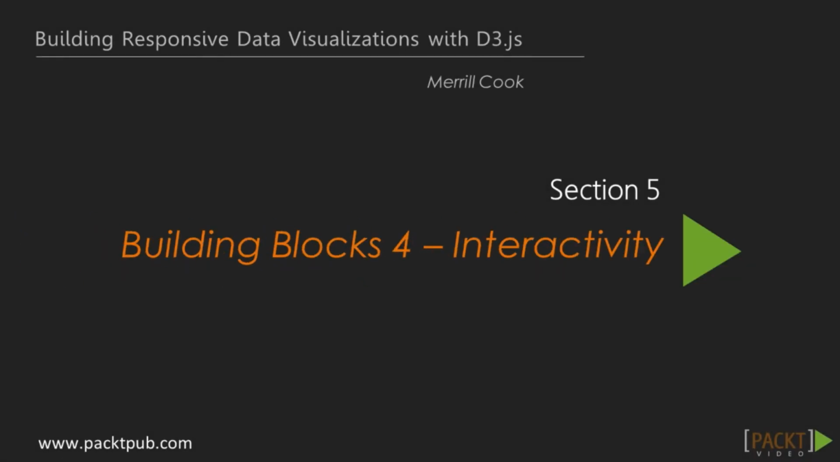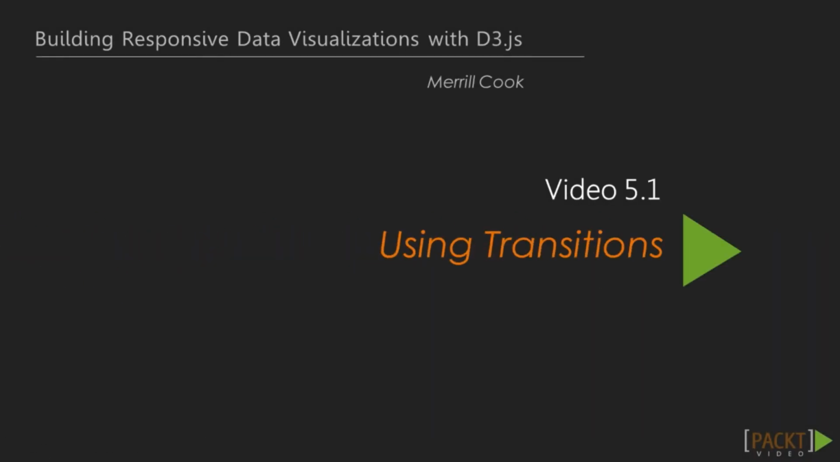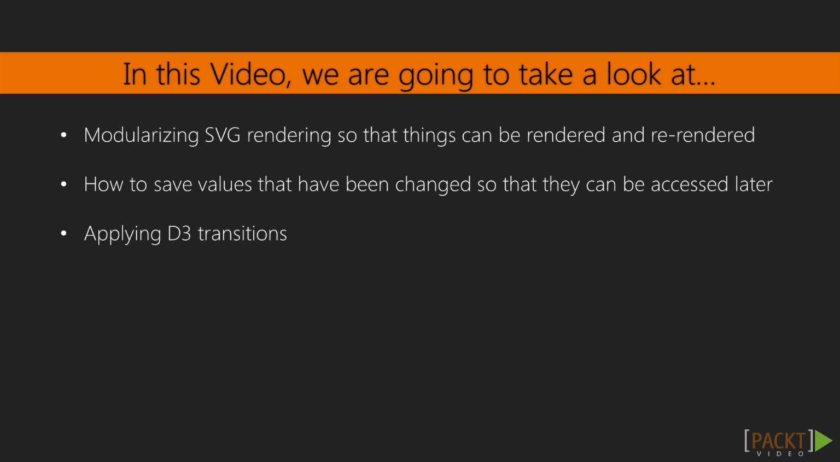Welcome to Section 5, Video 1, in which we'll focus on using transitions to increase interactivity with our visualizations. In the past section, we worked on utilizing external data sources. In this video, we'll start by modularizing our JSON bar chart we made in Section 4.2 so that we can render and re-render our chart depending on what transitions are underway. Then we'll work through some features that D3 affords users in regards to transitions.